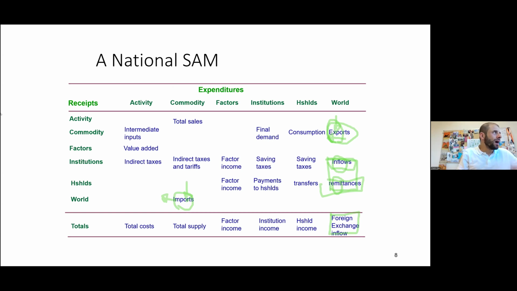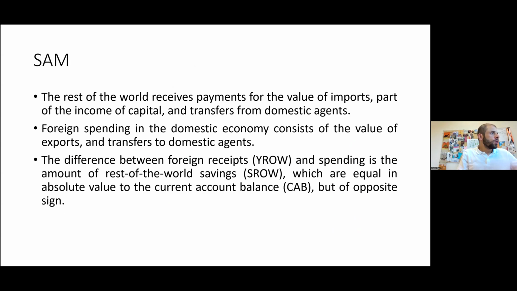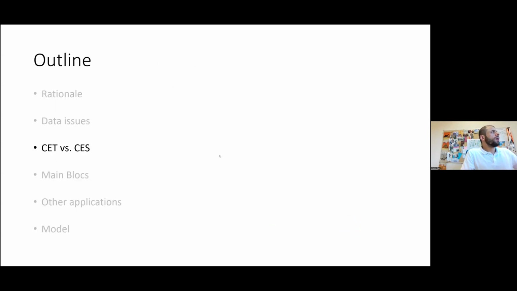Any questions on the idea of the matrix and the data that we need? Okay. So that's basically what I have just said. The difference between foreign receipts and spending is the amount of the rest of the world savings, which is equal to the inverse of the capital account. Well, we have less than 15 minutes to talk about CET and CES. I will perhaps start the rationale behind them, but the mathematical details I will keep for next week because I don't want to start them today and then stop without being able to finish the whole part.